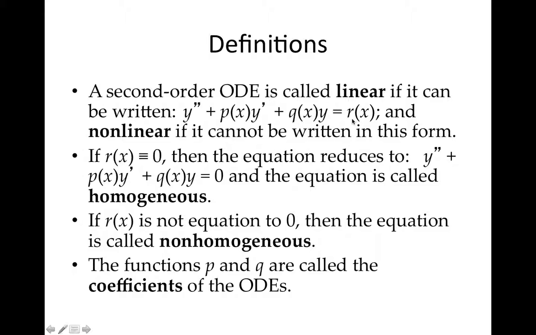So next we turn our attention to this function r of x, which does not multiply any y terms. If this function is equal to 0, then basically the equation reduces to 0 on the right-hand side, and we refer to this as a homogeneous equation. If r of x is not equal to 0, then the equation is called non-homogeneous or inhomogeneous. The functions p and q are called the coefficients of the ordinary differential equation.